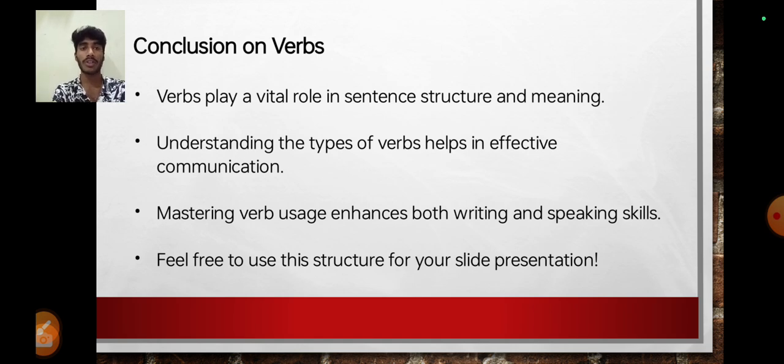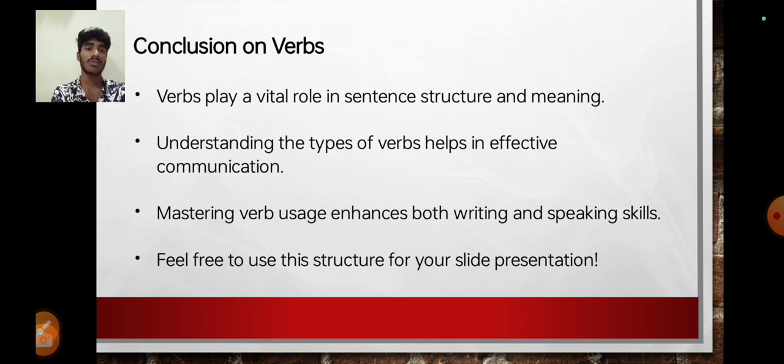To communicate effectively, or to talk fluently in English with others, verbs are the main key. Without verbs, we can't form a sentence. We can't explain in a meaningful sentence for others. Then the communication is perfectly explained for others.